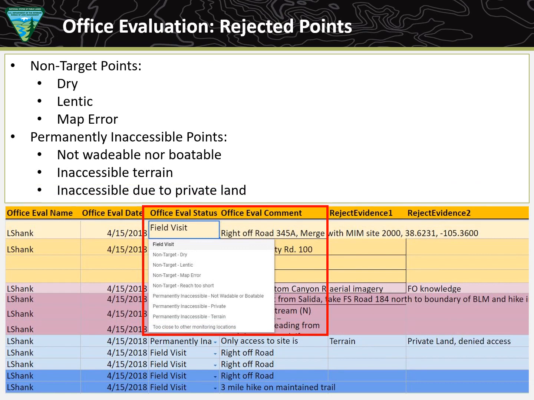If a site is rejected because it is non-target or permanently inaccessible, make sure that the correct option is chosen from the Office Evaluation Status dropdown. Non-target points can be divided into the following categories: dry, lentic, and map error. Permanently inaccessible sites are divided into not wadeable nor boatable, inaccessible terrain, or inaccessible due to private land. Rejections done in the office must be supported by 2 lines of evidence and entered in the Rejection Evidence 1 and 2 tabs within the Design Management Worksheet.